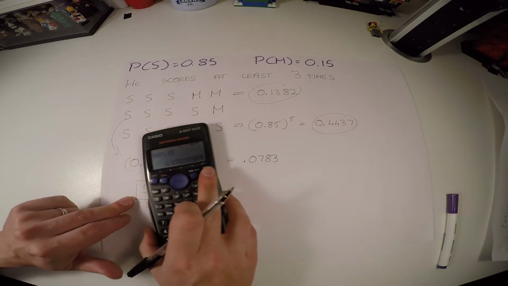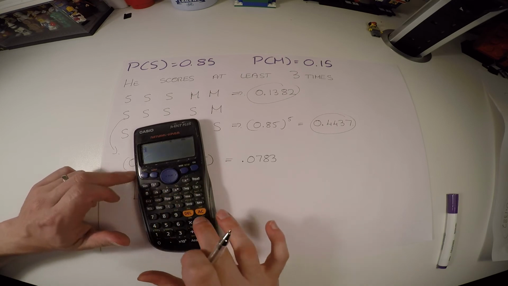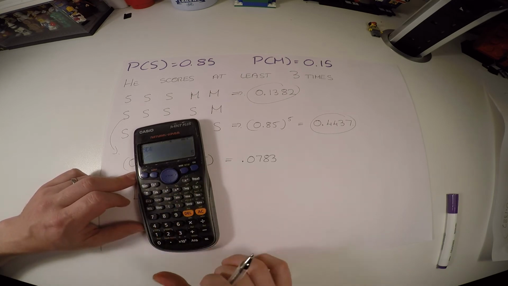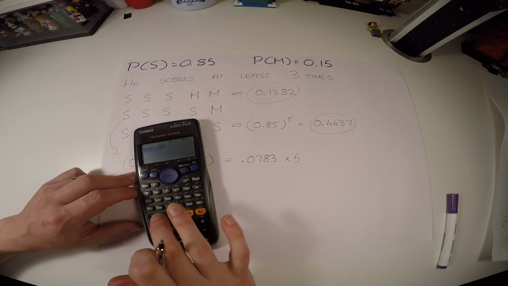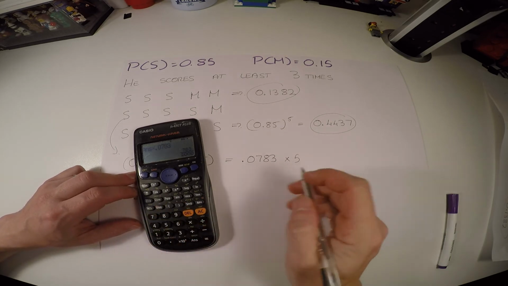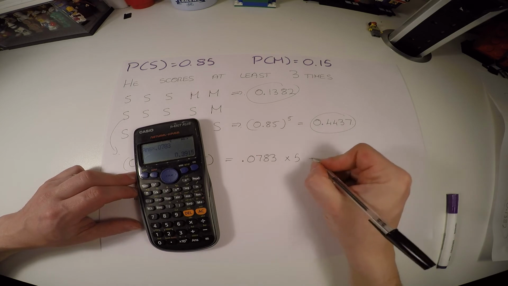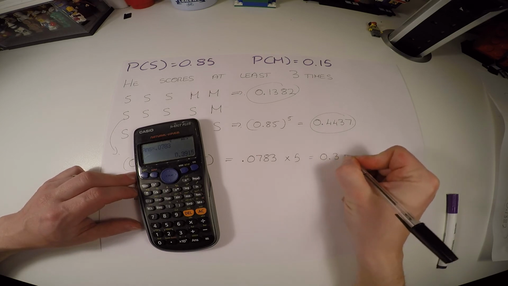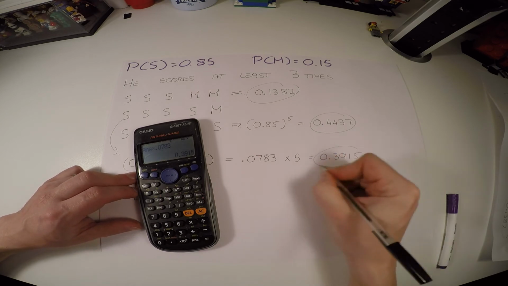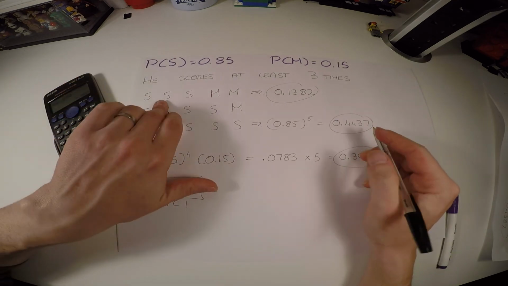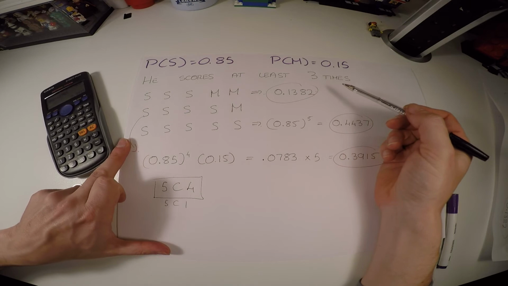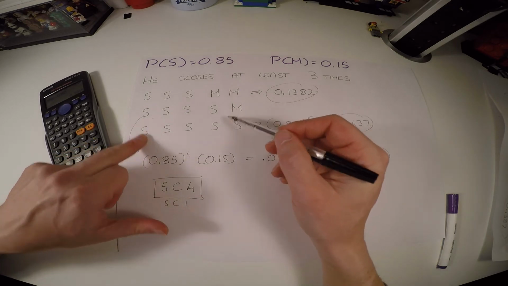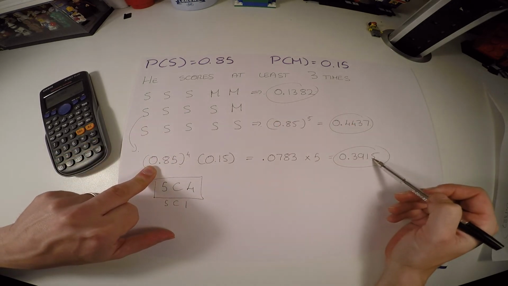How many of these am I going to have? Well, I'm going to have 5 choose 4 of them. So 5 choose 4 gives us 5 of those. So let's multiply that by 5. And we get 0.3915. Okay, so the probability he scores 3 times, we had from the first part, was 0.1382. The probability he scores 4 times, we just worked out, is 0.3915.